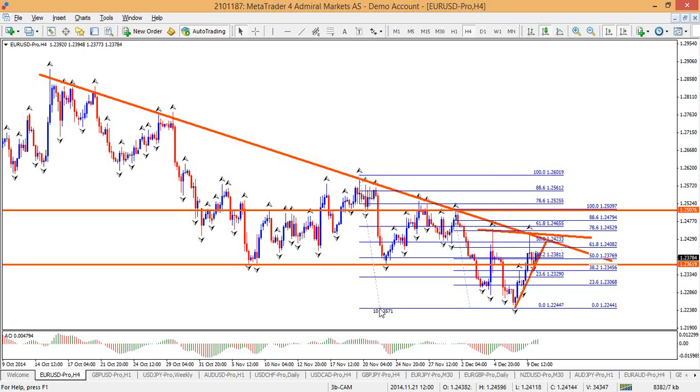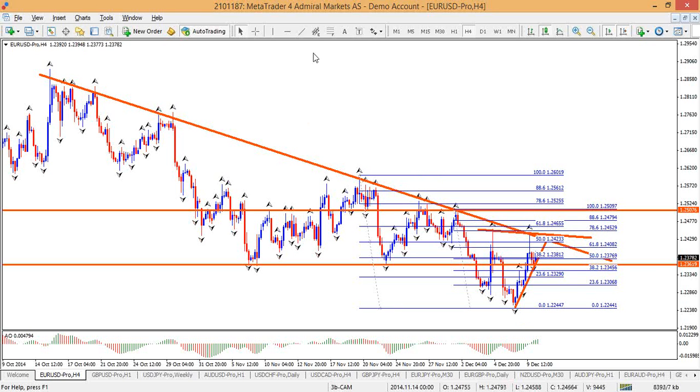And you can see that in this scenario, if we use this fib from here to here instead of from here to here, we hit the 50 fib instead of the 78.6. Still a good fib though. So I will repeat that indeed.